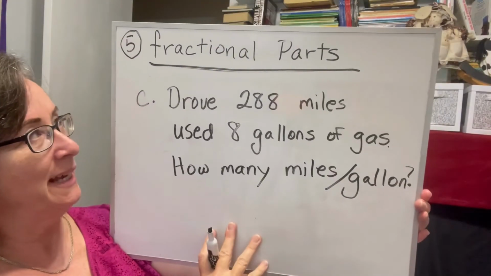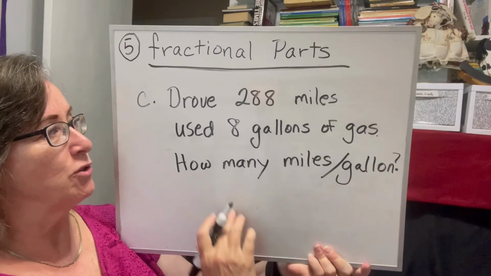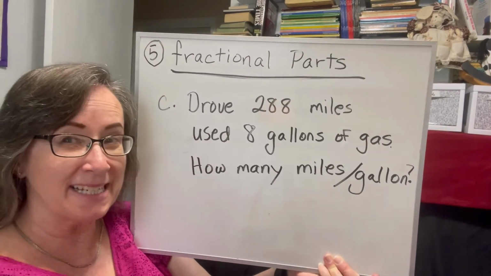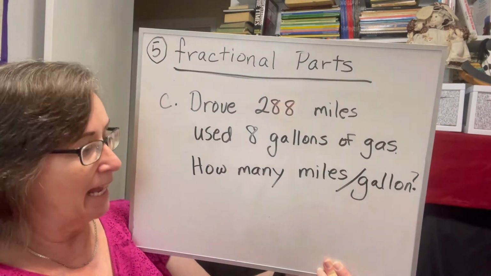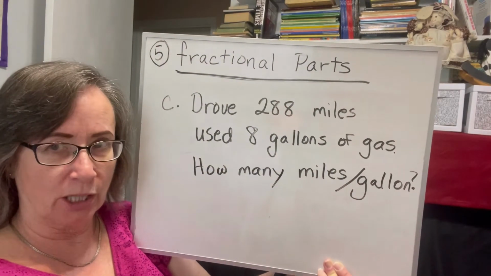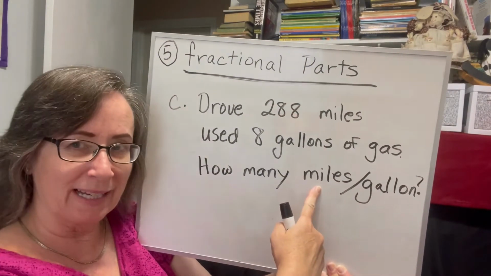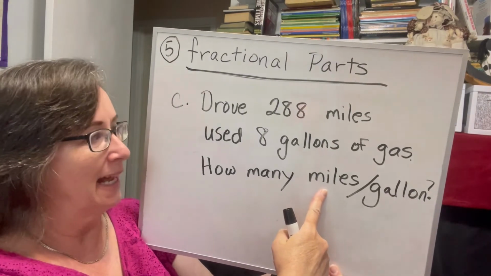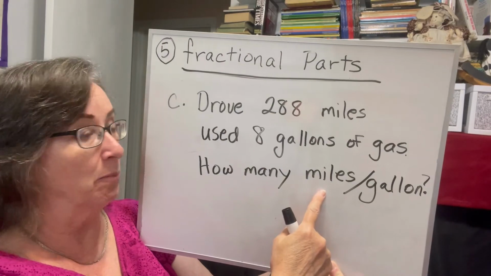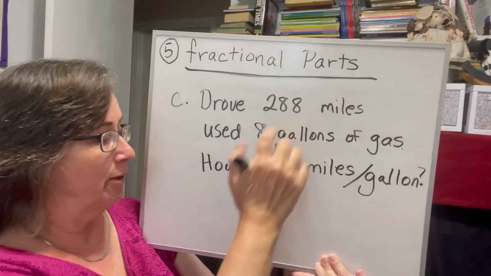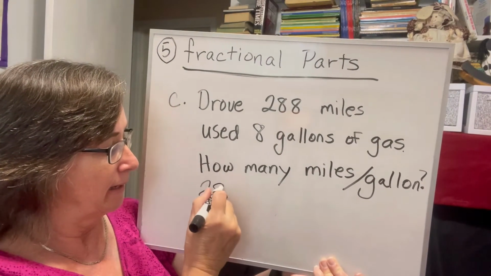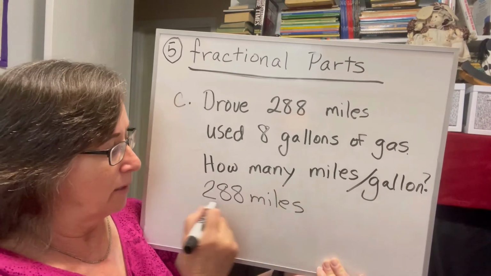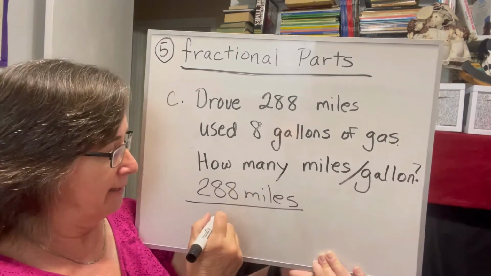All right, so here Greta drove 288 miles and used 8 gallons of gas. How many miles per gallon? When you see something like this, it's actually setting up the problem for you. Let's go ahead and write how many miles altogether. 288 miles per 8 gallons.